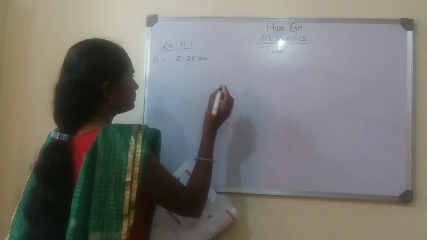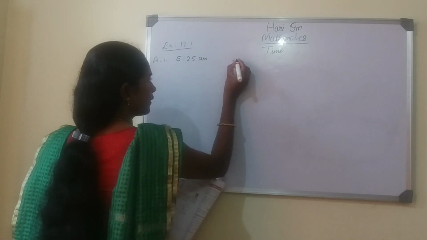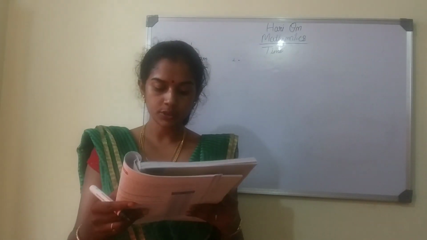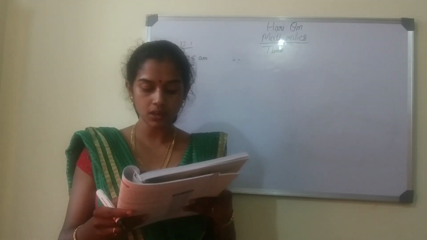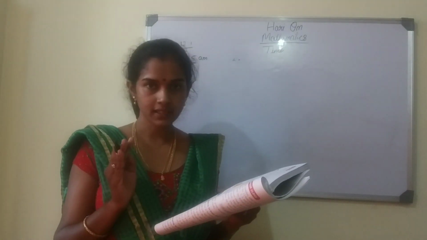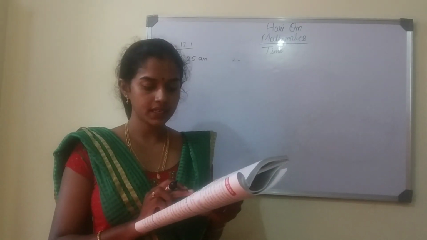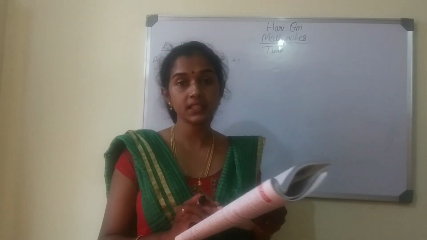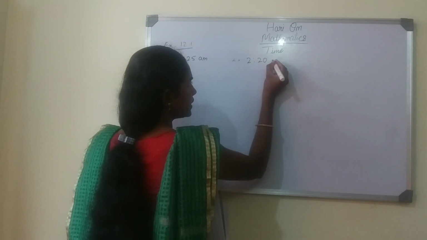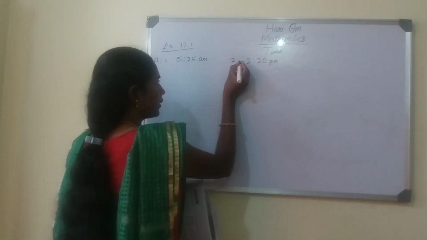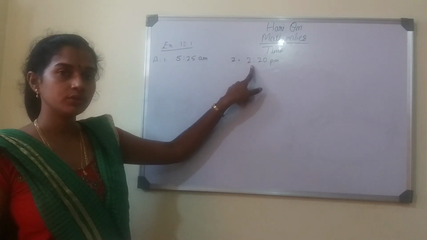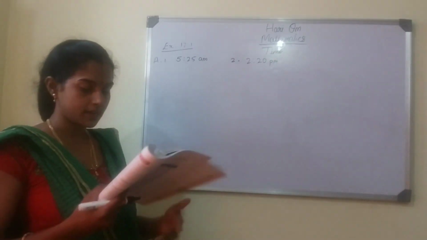Look at the second one, children: 2 o'clock 20 minutes in the afternoon. Till noon, 12 o'clock, it is AM. After noon it is PM. So 2 o'clock 20 minutes in the afternoon is PM. So 2 o'clock 20 minutes PM. Okay, children. So morning 5 o'clock 25 minutes is AM and afternoon 2 o'clock 20 minutes is PM.